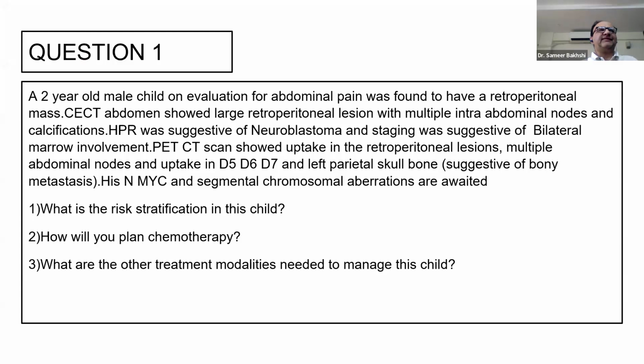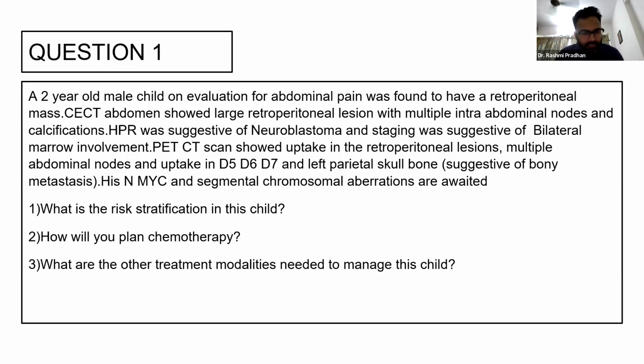Okay, so we'll start with the first case. This is a 2-year-old male child who was found on evaluation that he had abdominal pain and had a retroperitoneal mass. The CT scan of the abdomen showed a large retroperitoneal lesion with multiple intra-abdominal nodes and calcifications, and the histopathology was suggestive of neuroblastoma, and the staging showed marrow involvement. The PET scan also showed additional uptake in the retroperitoneal lesions, multiple abdominal nodes, and uptake in some of the spinal bones as well as the skull bone. His MYCN and segmental chromosome aberrations are awaited. So let me just broadly ask you, what type of risk stratification you would like to place this child in?